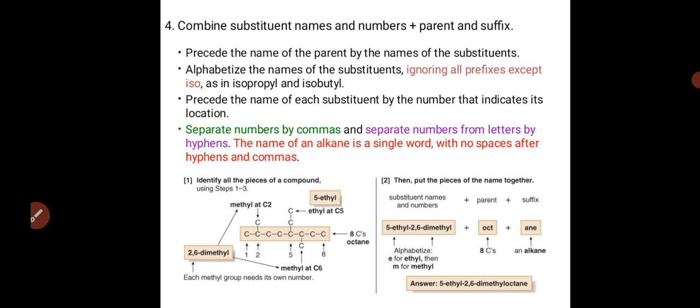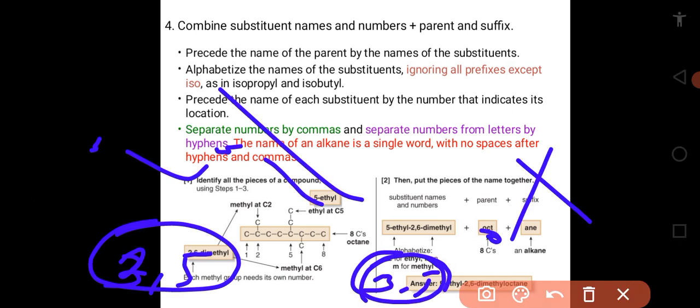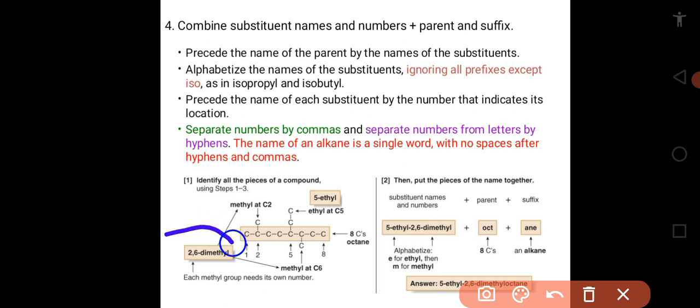So now look at it. At carbon 2 we have methyl, and at carbon 6 we have methyl. So that is why we have 2,6-dimethyl, because we have methyl here and we also have methyl here. So that is why we said 2,6-dimethyl.